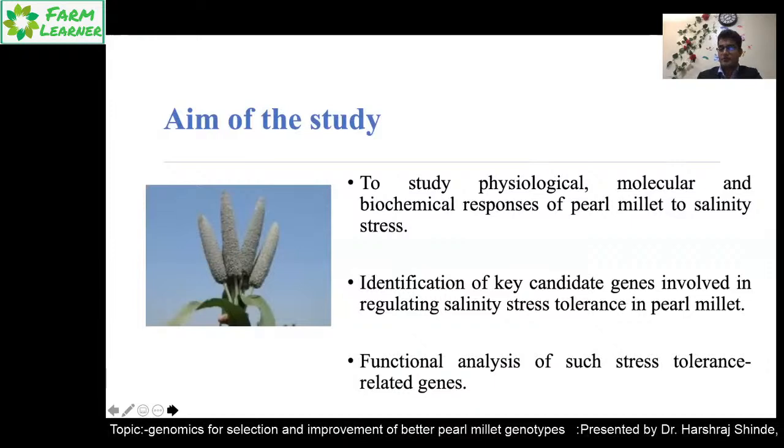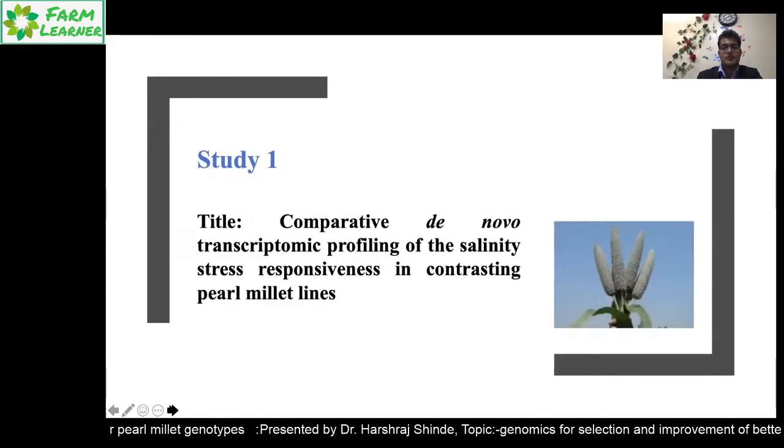Physiological responses of different pearl millet genotypes were also studied. The genes which we got in transcriptome analysis, that is in RNA sequencing, one gene was studied by us, and another gene students in Japan are studying now. Then functional analysis of such stress tolerant genes. So I will start with my study one.